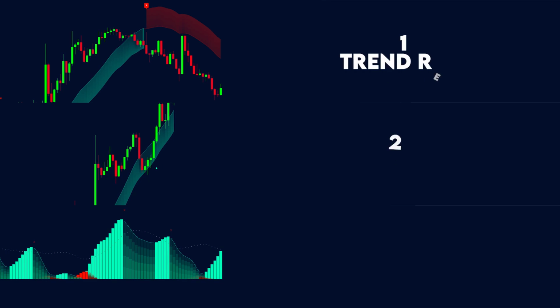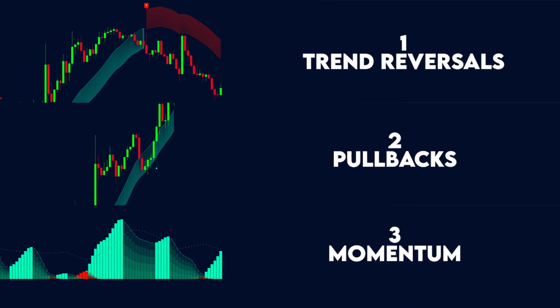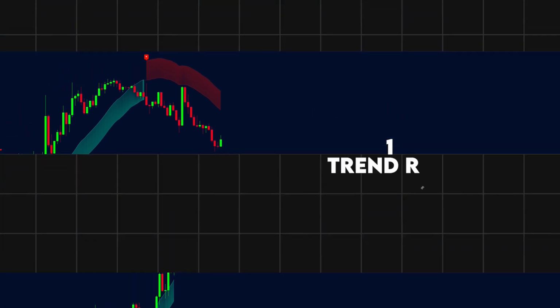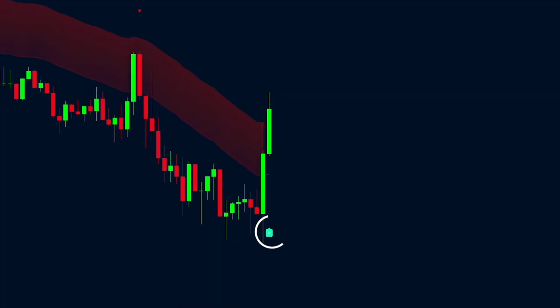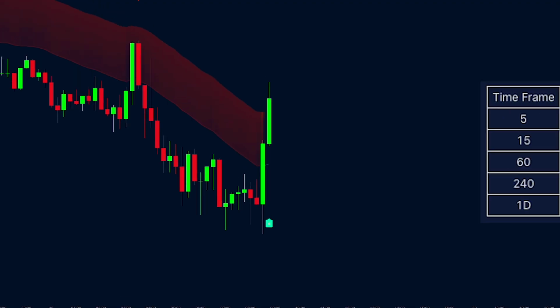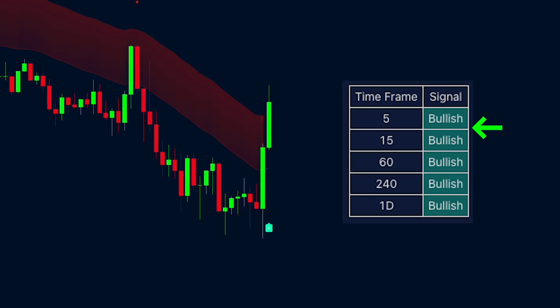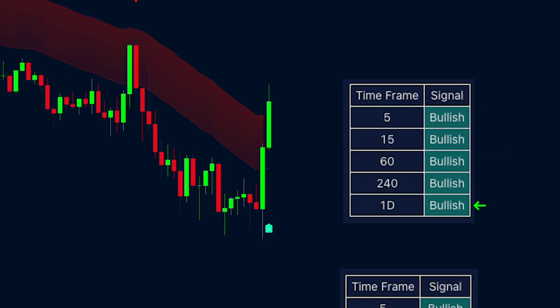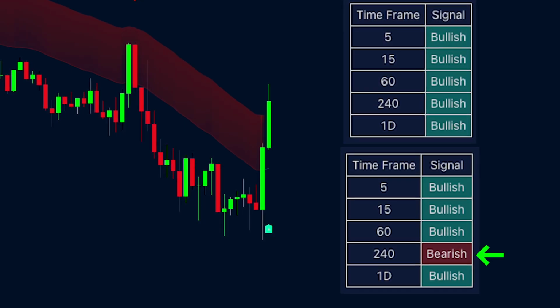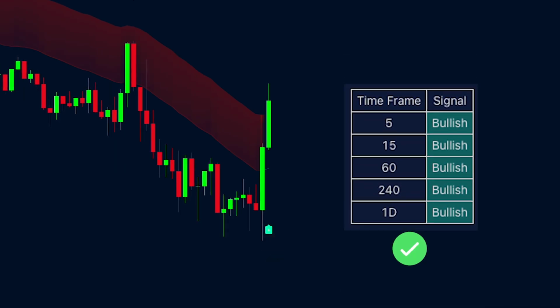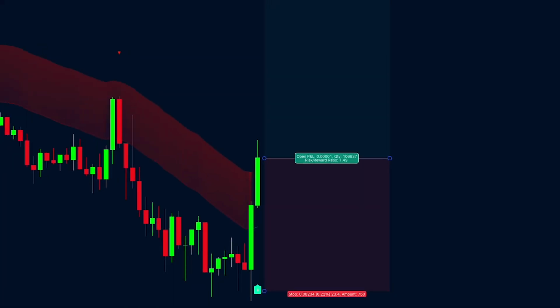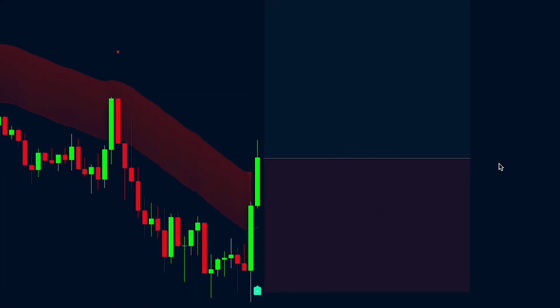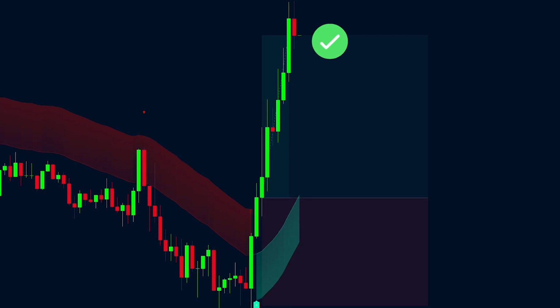Now, let me show you 3 ways to trade this indicator, each one more powerful than the last. Strategy 1 is trend reversals. You want to wait for those big arrows we mentioned earlier, green for buys, red for sells. But don't forget to check that time frame table. You want all time frames to show the same direction, and if even one disagrees, skip the trade. But when everything lines up, that's your entry. Place your stop loss under the ribbon for longs and above for shorts. Set take profit at 1.5 times risk, and boom, the trade would have been successful.